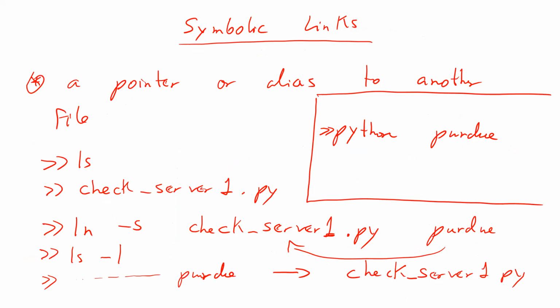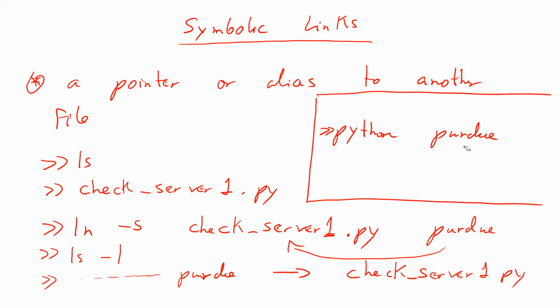Symbolic links, basically, this is something else that you might see in a folder. They're basically a pointer or alias to another file, okay? So let's say that I want to create a symbolic link. I have some script, and that script might change. The script is called check server 1, and it's going to change to check server 2 or check server 3. But I don't want to remember that name for whatever reason. Instead, I just want to type Python Purdue, right?